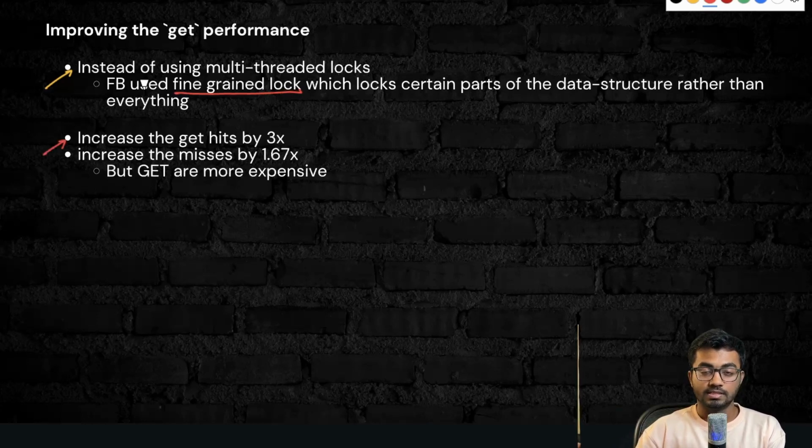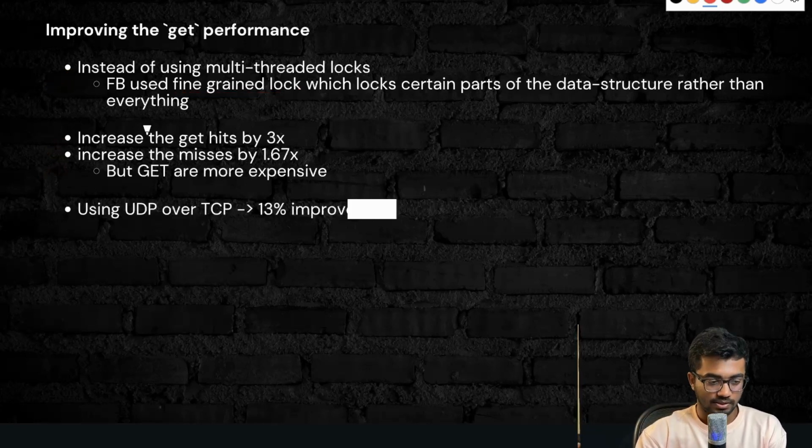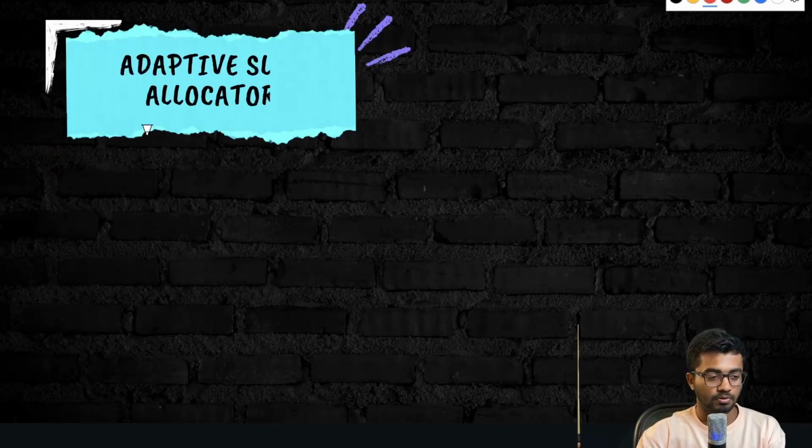This optimization increased the hits by almost 3 times, because now that they have multi-threading, they have included fine-grained control. Not all of the data structure is locked, so the hits can be more performant, right? Of course, this also increases the misses by 1.67x, but gets are more expensive because they have to compute the results and send back the response, whereas cache misses just send an end in this case. Of course, we discussed that using UDP over TCP gives a 13% improvement.